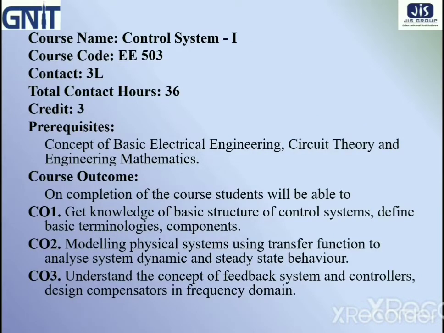And here is the course, and the name of the course is Control System 1 and the code of the course is EE503 and total contact hour per week is 3 and the total lectures for the semester is 36 hours and the credit of the course is 3 and this is the prerequisite and these are the course outcome.